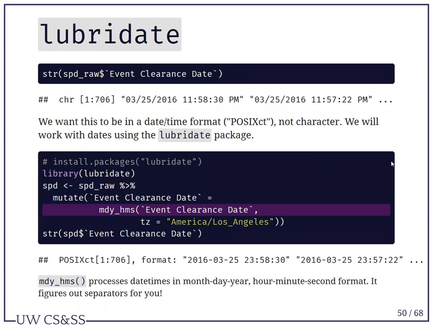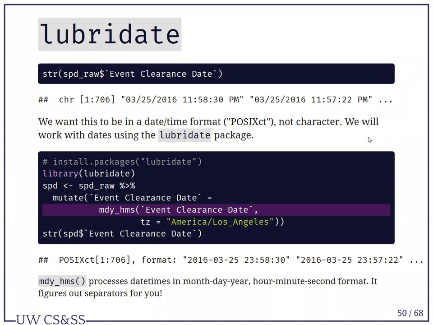So let's talk lubridate. Let's look at the structure of the dates that are given in this data set. We have this event clearance date, and it'll tell us the month, the day, the year, the hour, the minute, the seconds, and the time of day. We want this to be in date time format, which is called POSIXct, not character. We will be working with dates using the lubridate package, which again makes it a lot less of a hassle.